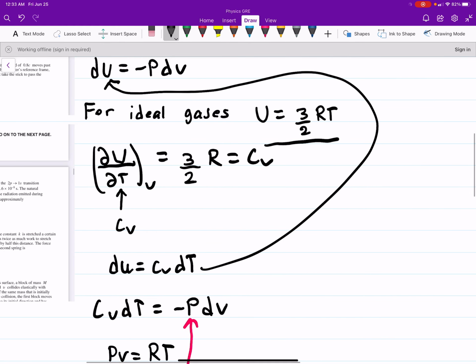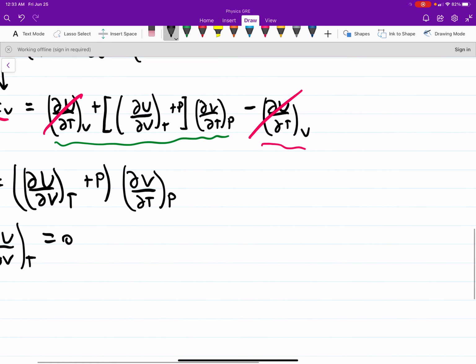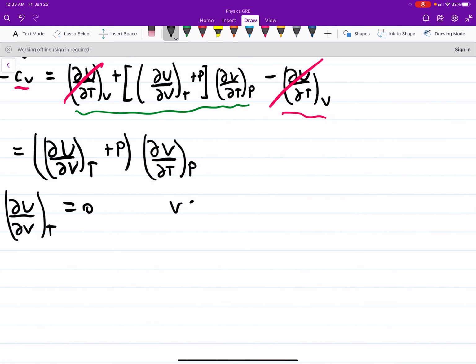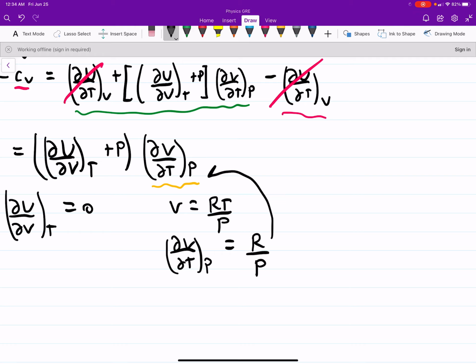If you take the derivative of that with respect to V, it's going to be 0. Okay? And at the same time, V is equal to RT divided by P. So if we want to find dV/dT at constant P, in other words, we want to find this guy because that's the other part of it, you just have to take the derivative of V with respect to T, and you get R over P. So then this can be plugged into here.